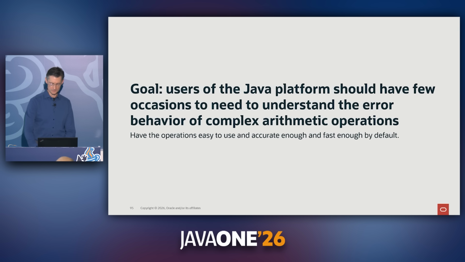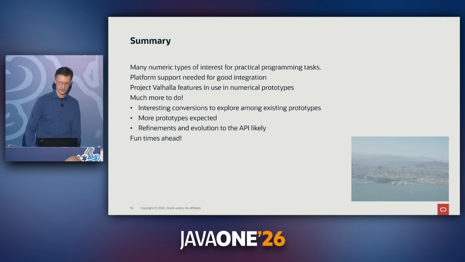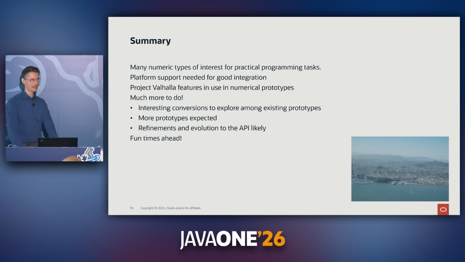So in summary, there are many numeric types of practical interest. The platform support is needed to get good integration, particularly for operators. Project Valhalla features are going to be useful for numerical prototypes, and there's a lot more to do. One of the things we're going to work on next is interesting conversions between the existing prototype numerical types, and we expect to write more prototypes and to refine the ones we have today. So it's fun times ahead. And again, final safe harbor reminder.